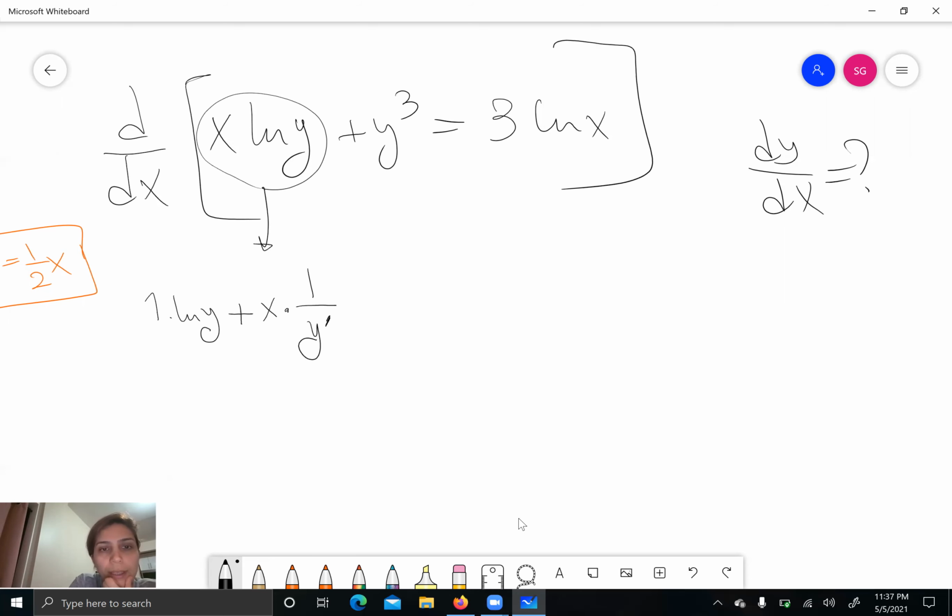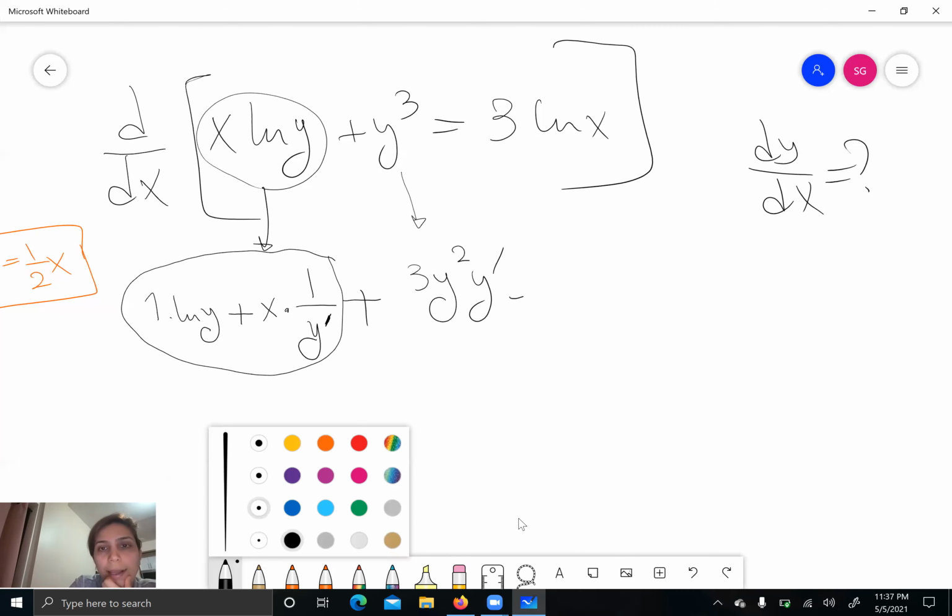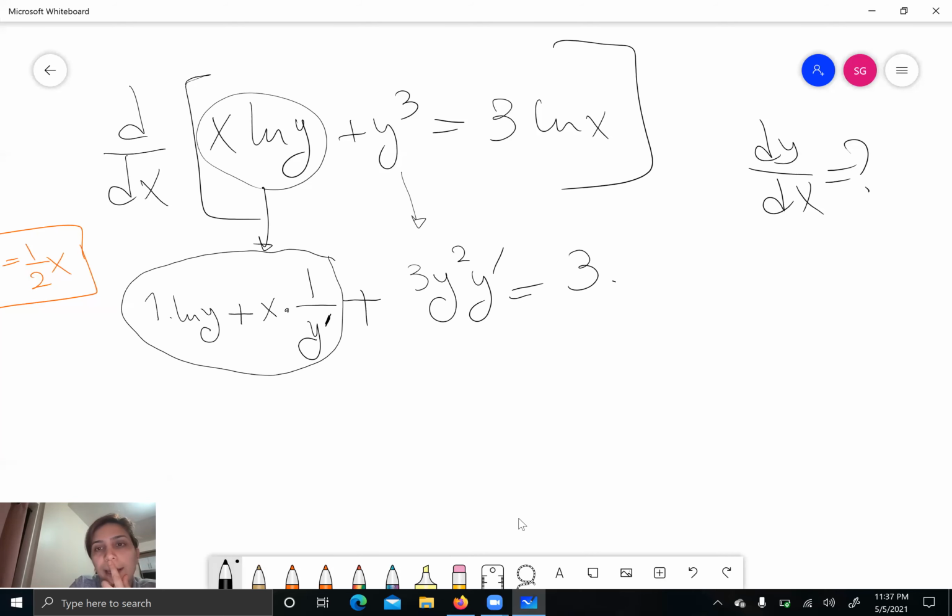Okay, so this was just the product rule. Now take the derivative of y cubed. It's going to be 3y squared times y prime. And then for 3 natural log of x, the derivative of natural log of x is 1 over x. Now let's solve it for y prime.